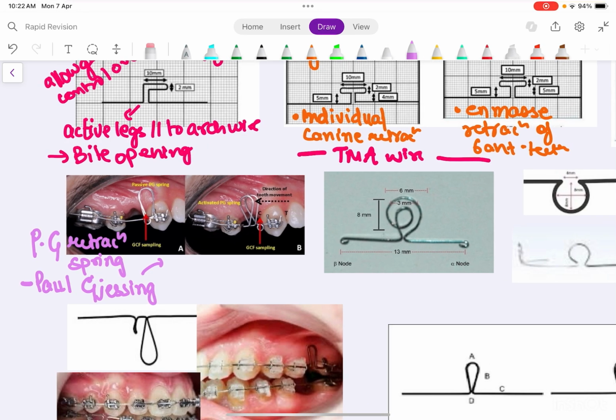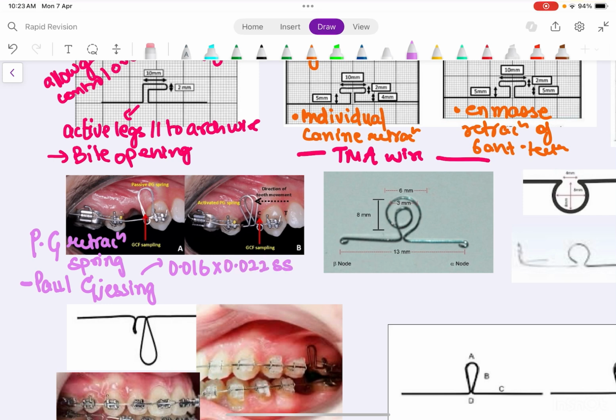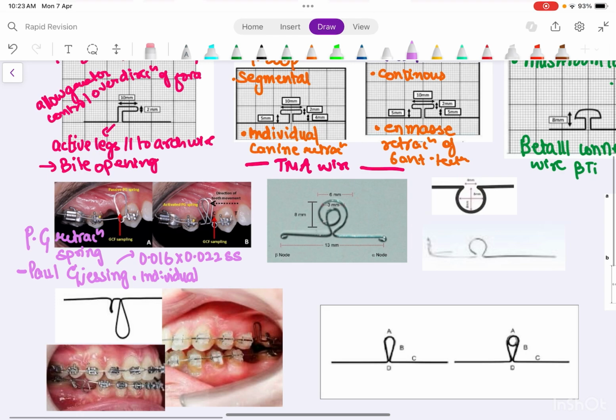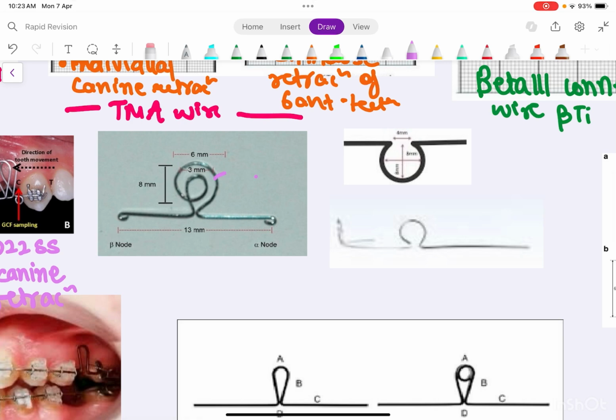And once in AIIMS we were asked about which wire. So 0.016 into 0.022 stainless steel wire, and it is used for individual canine retraction.